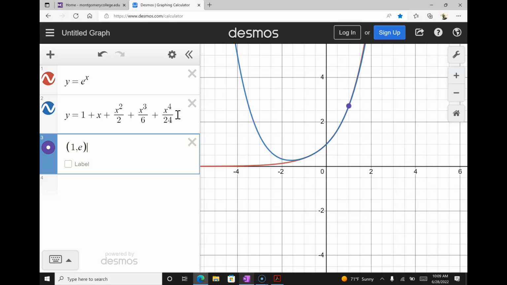And what did I do? 1, 2, 3, 4, 5. This is 5 terms. I did 6 terms and I got 2.72. What was that last term? 1 over 120? 1 divided by 120 is 0.00008, so barely even contributing to it anyway. So 5 terms looks enough for me here.